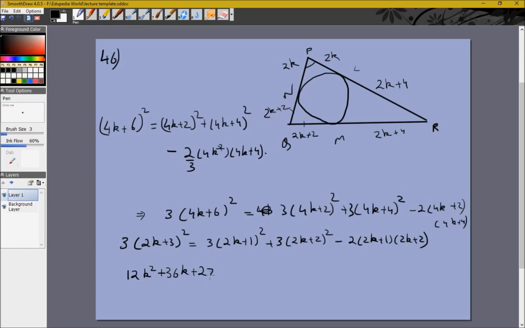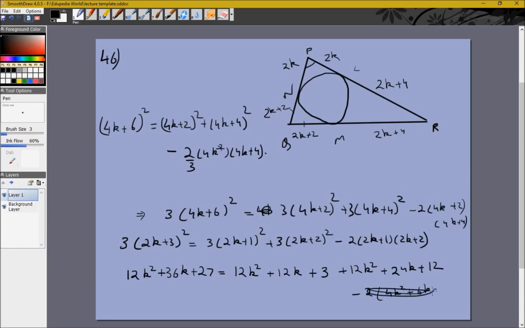Plus 27 is equal to 12k square plus 12k plus 3 plus 12k squared plus 24k plus 12 minus 2 times 4k square plus 6k plus 2.